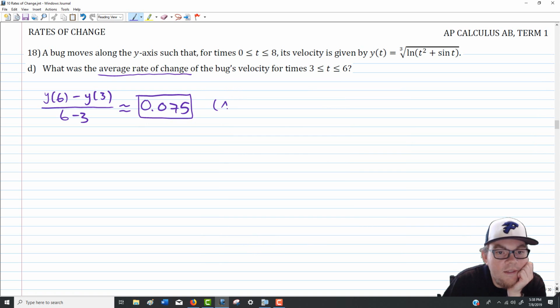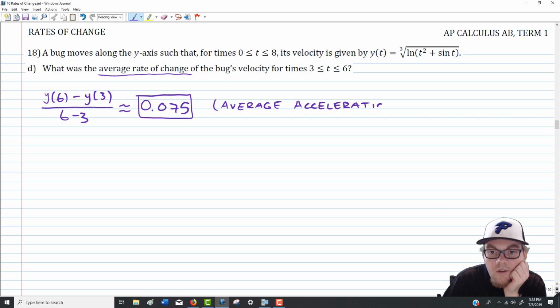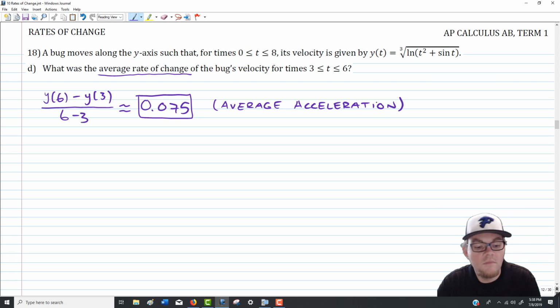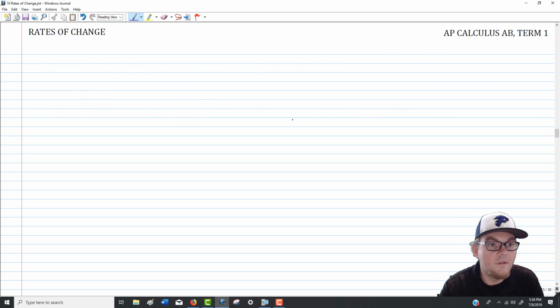And again, I will point out, this calculates what's called the average acceleration. It's also equal to the average rate of change of the velocity. But for the moment, we don't have to know that. It's just a nice little thing to go through. And with that said, I believe that ends our video here.